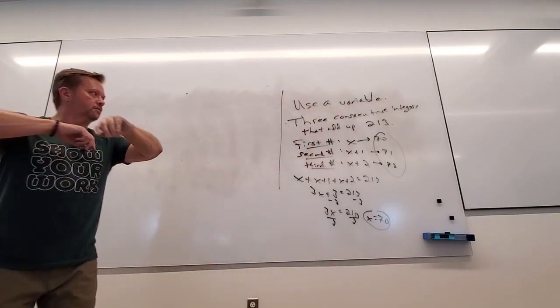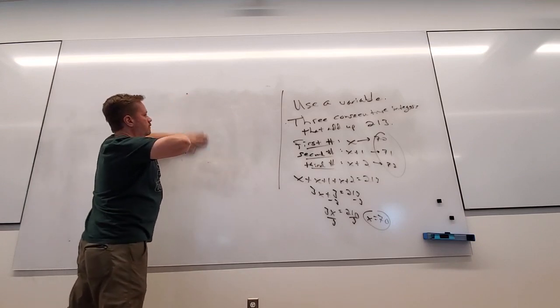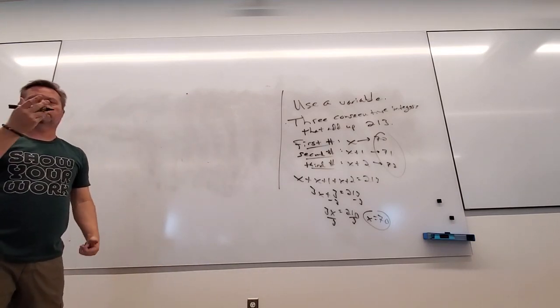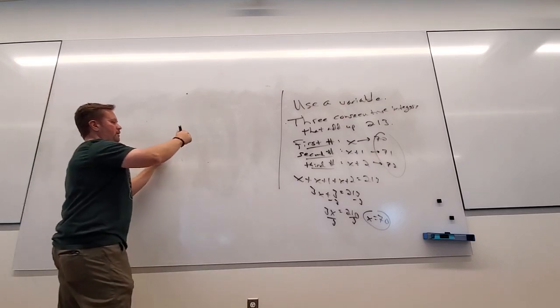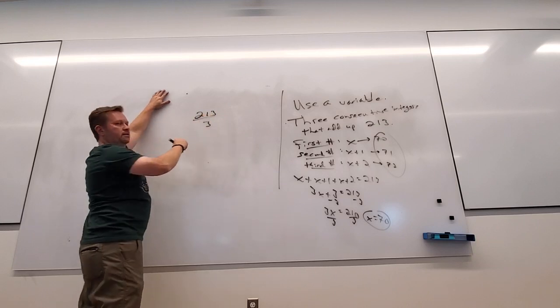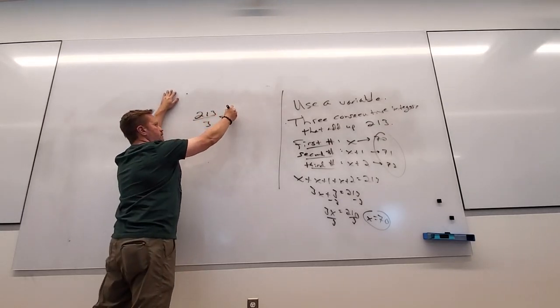Now, what did you do? I divided 213 by 3. Okay, good, so you did not use a variable. Oh, yes, because I knew that. You shouldn't have. So if you divide 213 by 3, you'll get 71.